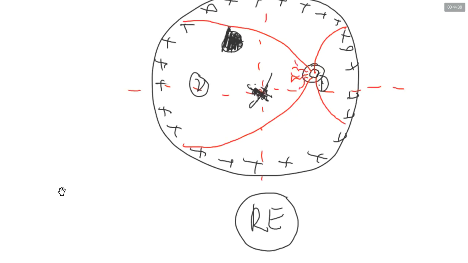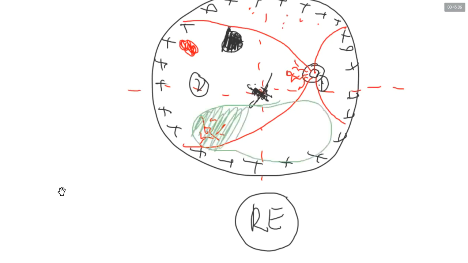If there are new vessels at the disc, you just draw how the new vessels look like. But if it's elsewhere, just draw the location. And then the other thing is your dot hemorrhage or blot hemorrhage. But if it's a vitreous hemorrhage, usually we denote it by using green color. Let's say a large vitreous hemorrhage over here, so your color is green.